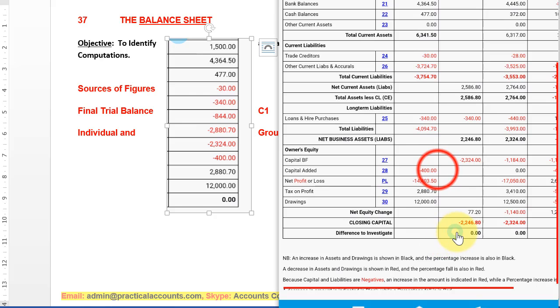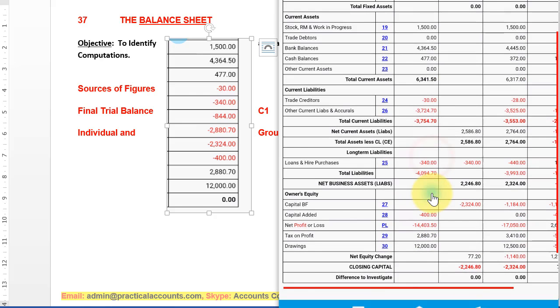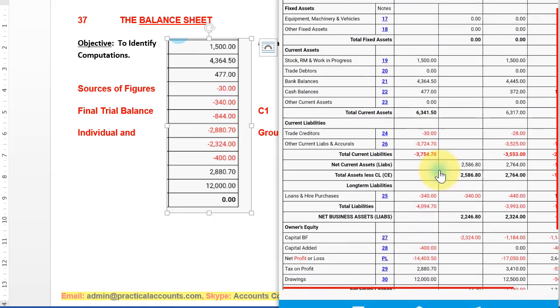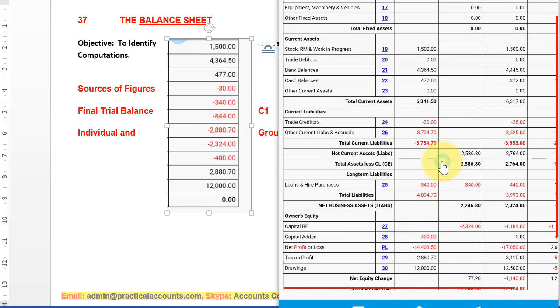Okay, it's after those year-end adjustments that we have the 1,500. It's part of the year-end adjustments, if you recall what we covered in section 35 and 36. So that is the 1500 there. The 4364 is there. The 477 is the cash balance. Now the 30 is trade creditors. Now these are the current liabilities.